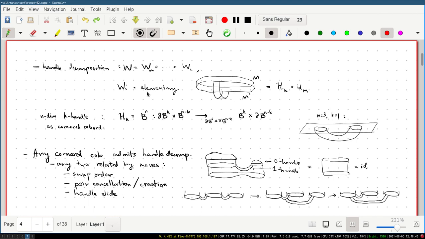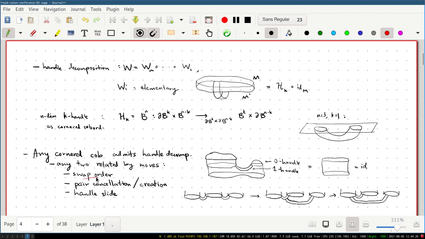The handle decomposition is a decomposition of a cobordism into a sequence of elementary cobordisms, where an elementary cobordism is one that is the simplest one besides the identity cobordism, where you attach a ball in a specific manner. So for example, this is a one handle. It's known that any cornered cobordism admits a handle decomposition, and in fact any two handle decompositions are related by just these three types of moves.